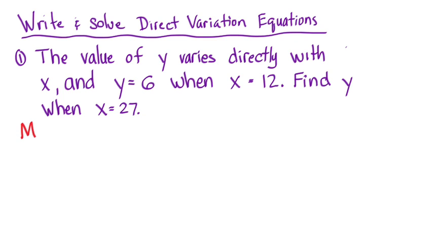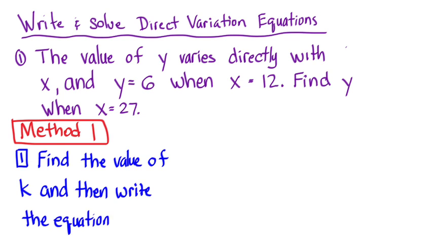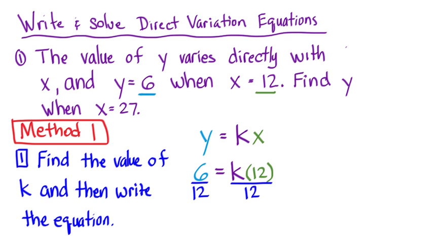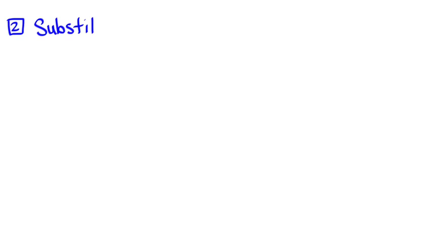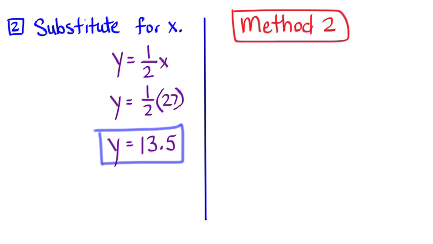Well, there are 2 ways to do this, right? The first one is you could find the value of k, and we know we can do that because it's just y divided by x. So we divide this off, and we see that k equals 1/2. Then we can say y equals 1/2 x, so when x is 27, 27 times 1/2 is going to be 13.5, right?